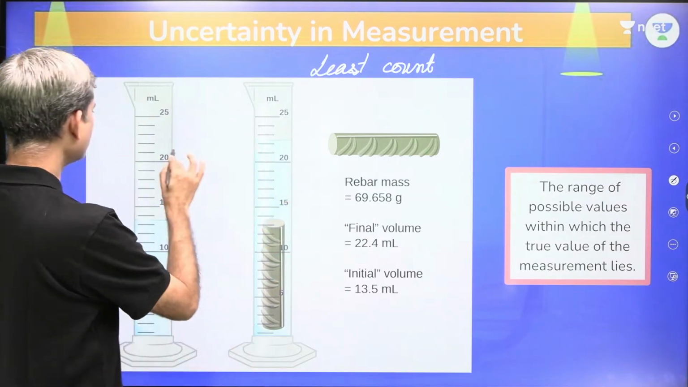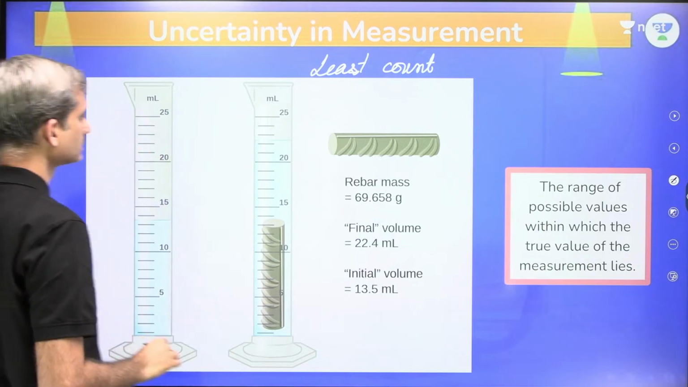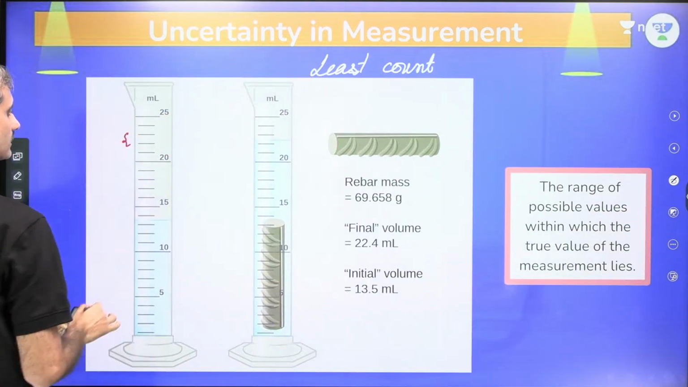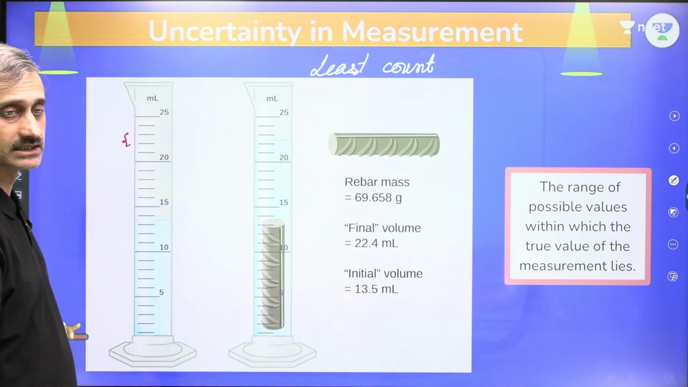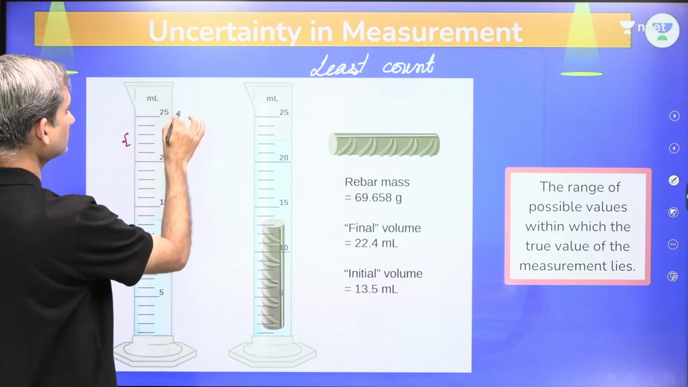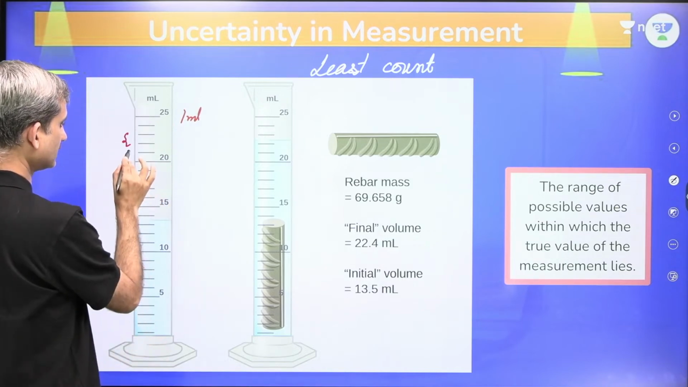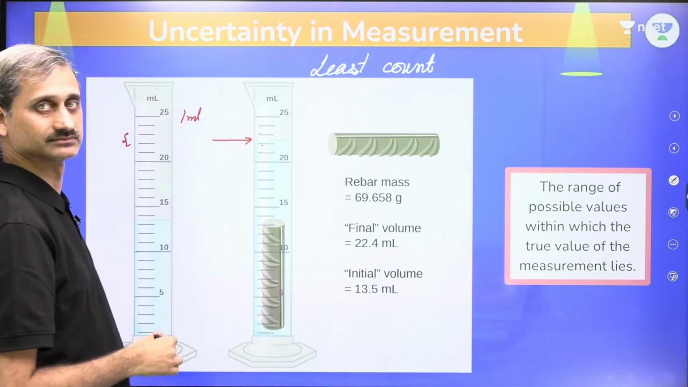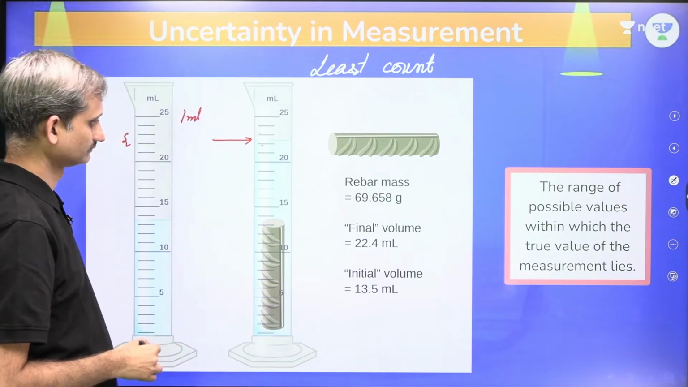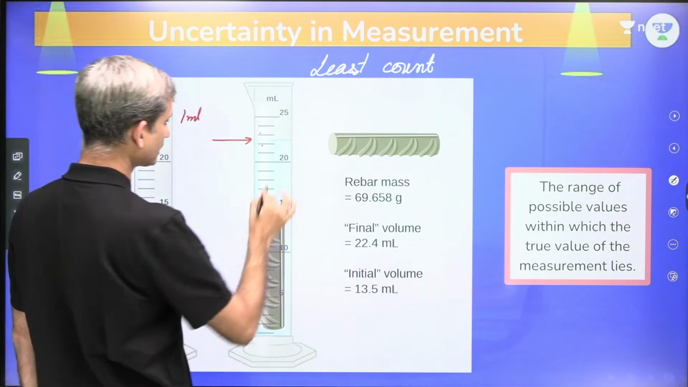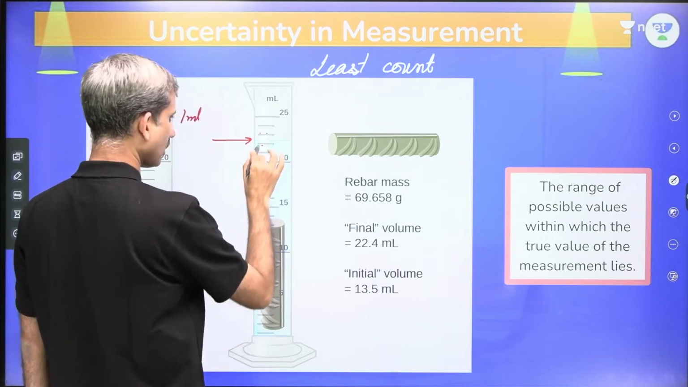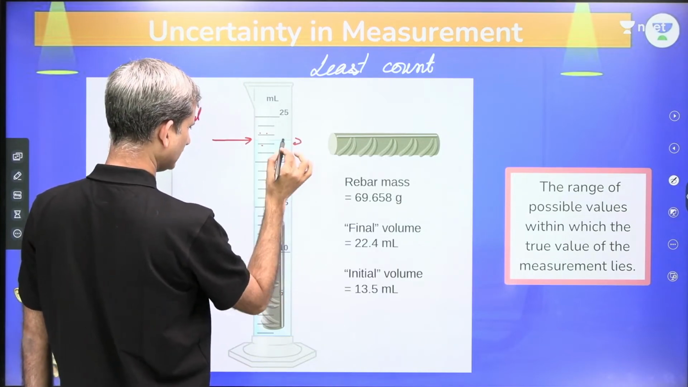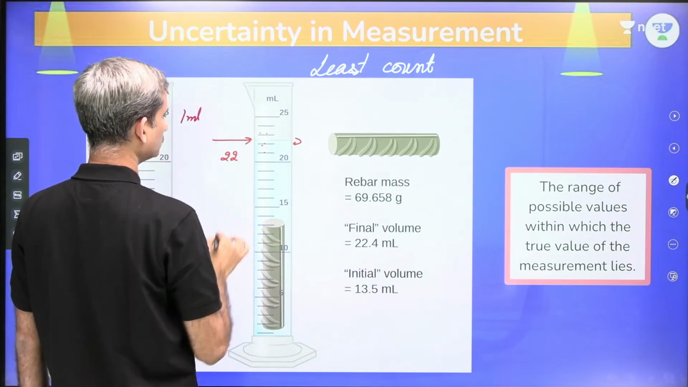So here, as you can see, if I talk about this gap, this particular cylinder has a least count of 1 milliliter. So this is the gap. Now the value is in between the two divisions. So how do I know? I have to consider whether it is nearer to the upper line or the lower line, and I find it is nearer to the lower line. So I would be considering it as 22 milliliter.